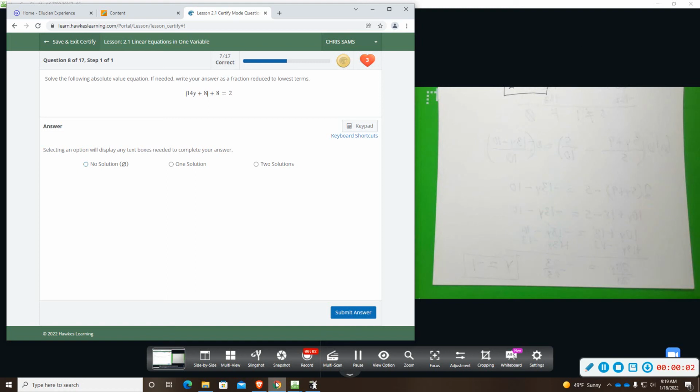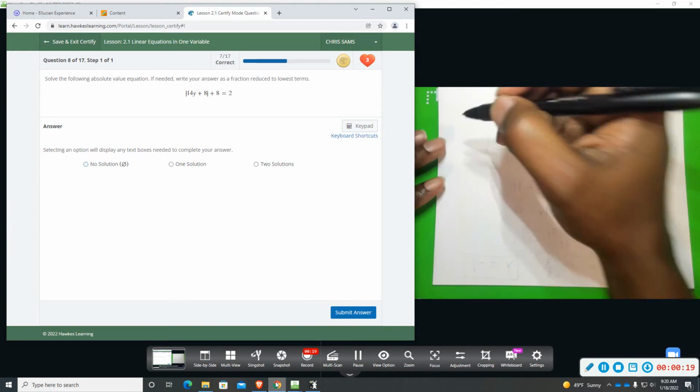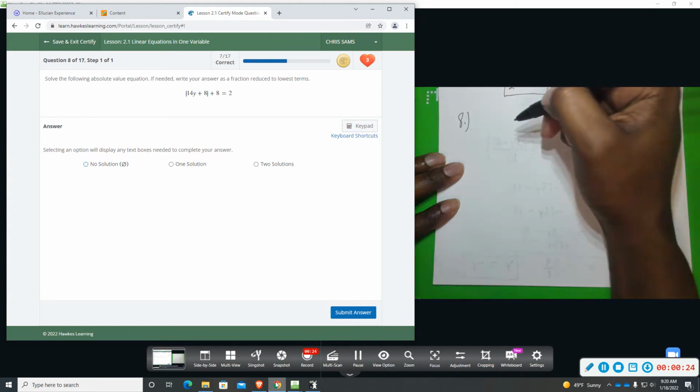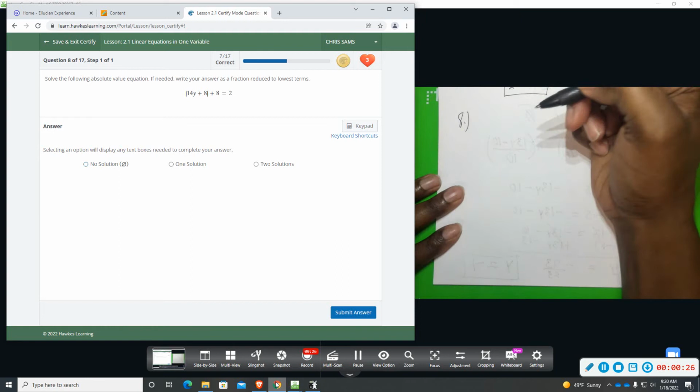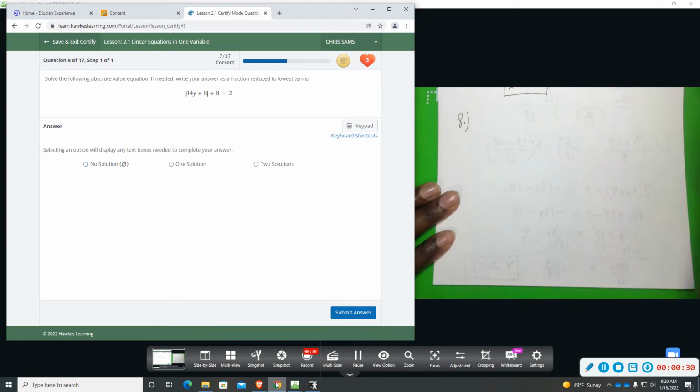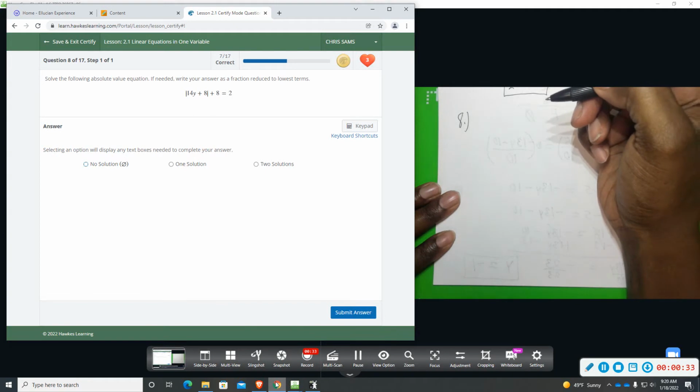Alright, number 8. Now we have changed gears. We're still doing linear equations, but this is an absolute value equation. So these are going to be a little bit different, and you have to be careful when you're solving absolute values. So I'm going to show you how absolute values work. When you have an absolute value problem, the first thing you want to do is isolate that absolute value expression so the absolute value is on one side of the equal sign by itself.